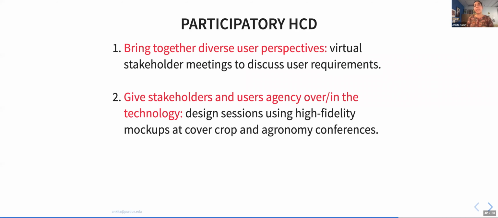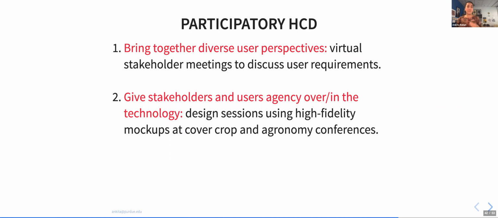The second thing that we were trying to do was give stakeholders and users agency over and in the technology, right? So not just over the process of design, but also in the use of it and downstream in their ability to actually make recommendations about how to improve it. And so we started by actually having, for example, design sessions using our high fidelity mockups at cover crop and agronomy conferences. At Tri-Societies, we had about 20 people sitting in a room, going through the mockup together, providing us feedback, going through a worksheet, and engaging in this dialogue about how this thing, in our case a species selection tool, can and should be built and what we should be considering in the design of things, right?